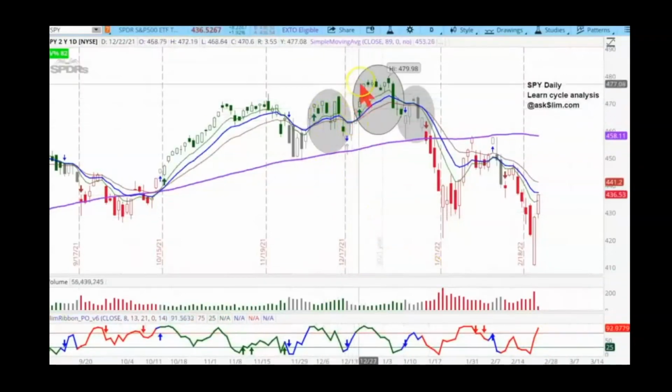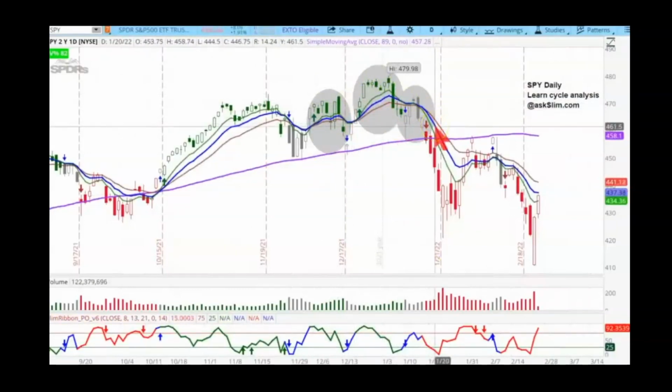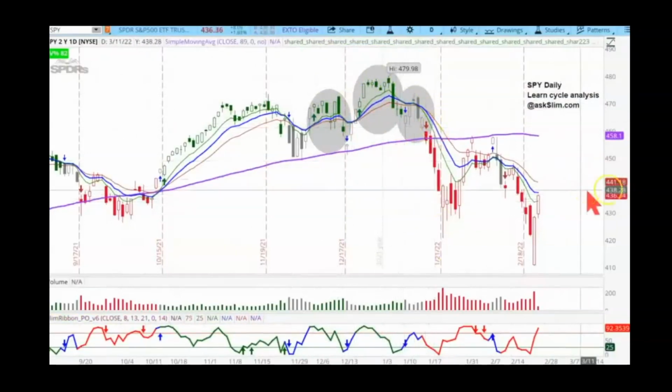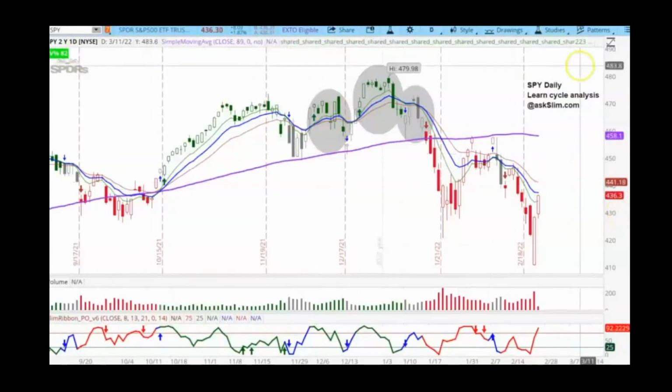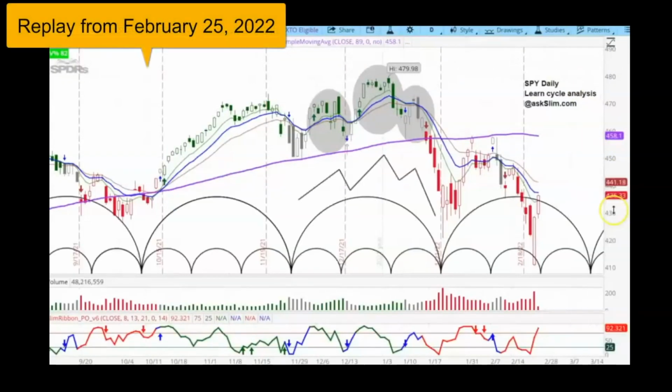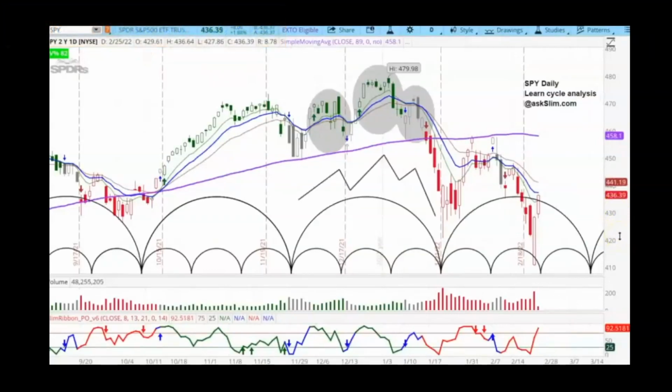What I want you to see here is that head and shoulders right there that actually signaled the top of the market in the SPY. This again is a daily chart of SPY, and we're going to go through the different steps of this analysis. So right now you can see that head and shoulders, and you can see that the momentum is actually negative.